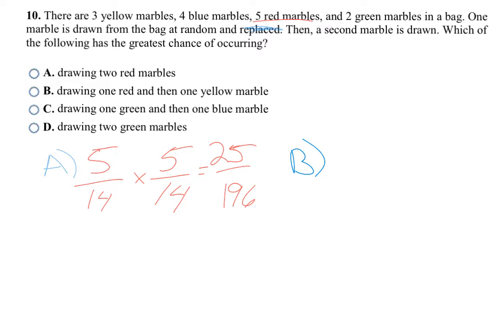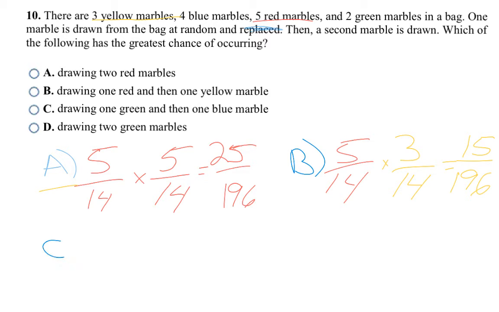And so then I just need to do the same thing with B. What's the probability of drawing one red marble and then a yellow marble? So I know that there are 5 red marbles out of 14 total marbles. And then I know that there are 3 yellow marbles out of a total of 14 because they were replaced. So I'm going to multiply those fractions and I get 15 over 196 this time. So far A is bigger.